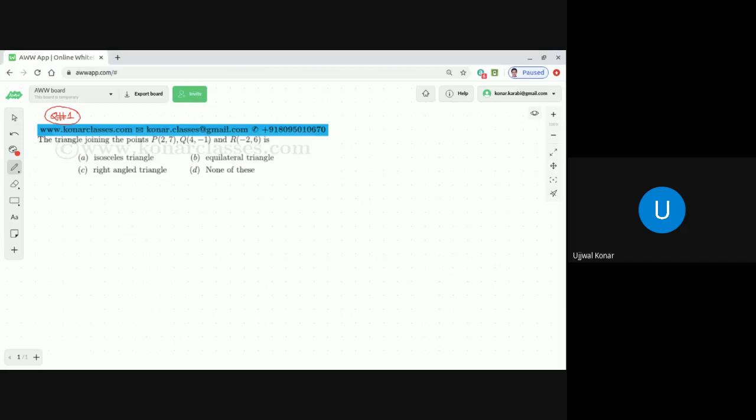Now, as the question is related to isosceles, equilateral, and right angle, dear students, whether it is isosceles, equilateral, or right angle, one thing is sure: we need to find the lengths of the sides, right? So if we start by finding the length of the side PQ, let's see what value we get. So let's find the value of PQ.